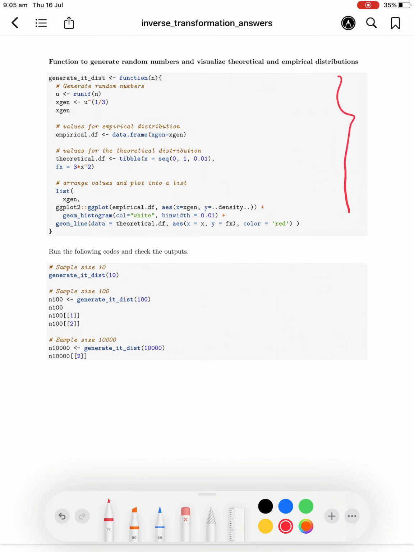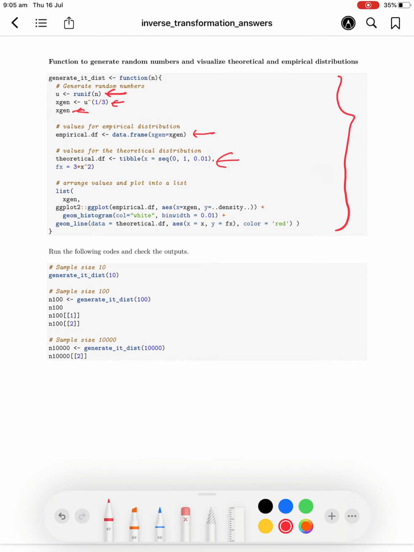Here I modify the function. When you run this function, you will get the random numbers as well as the distribution. So first generate random numbers from the uniform distribution, and then substitute values to the inverse function, and then output xgen. After that, I store those values inside empirical.df. Here I generate values for my theoretical distribution.